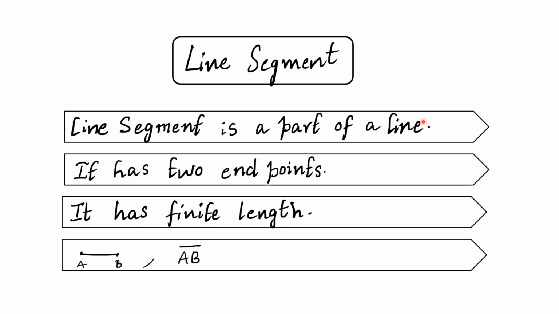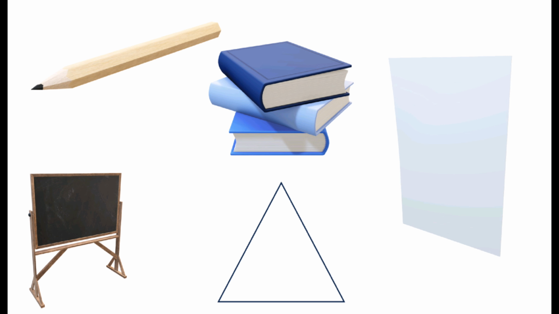So have you understood what a line segment is? Can you think of some real life examples for line segment? Here are some: length of a pencil, side of a paper, edge of a book, formation of shapes, edge of a blackboard. All these are examples of line segments. By now, you may have understood what a line segment is.